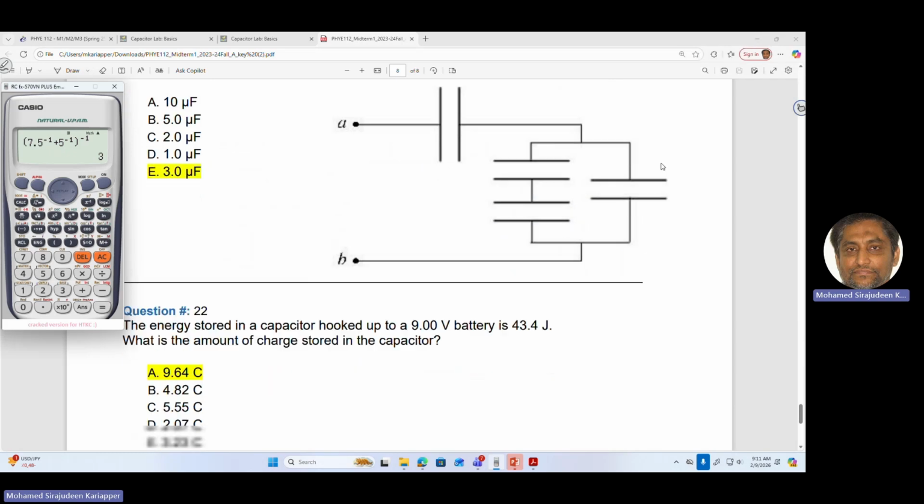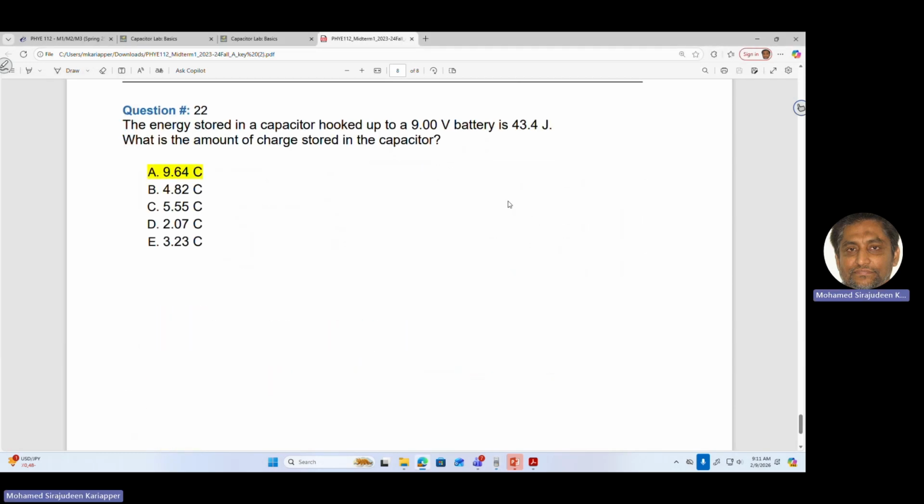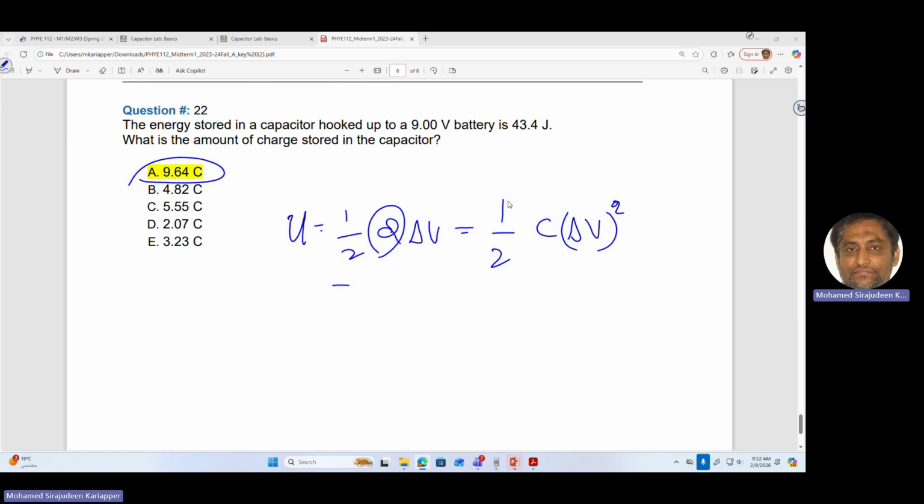Right, the last question. That's a straightforward question. You have an equation for energy stored in a capacitor, which is given as U equals half Q delta V. That's the first one. Can I use this? Is Q given? No. Is delta V given? Yes. But Q is what you ask for. I assumed I knew the question already; I didn't read it carefully.